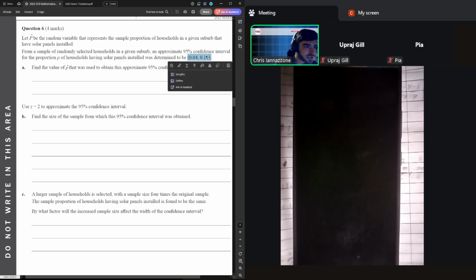Let's recap what we actually have. We're told it's a 95% confidence interval. We're told the actual values of our upper and lower bound. So rather than trying to calculate our confidence interval, we're told what it is up front. What we want to do is get p hat from that.